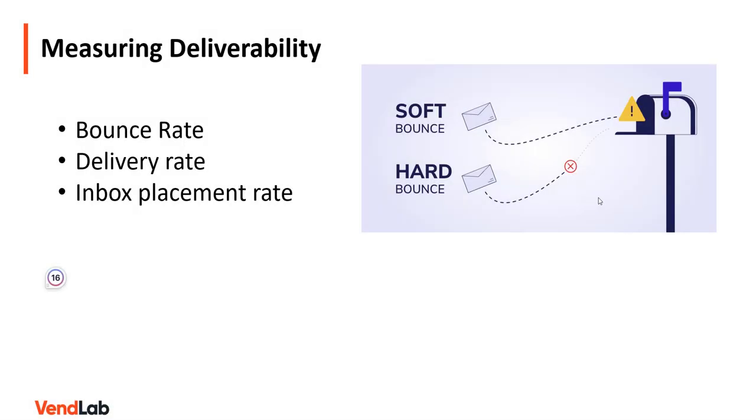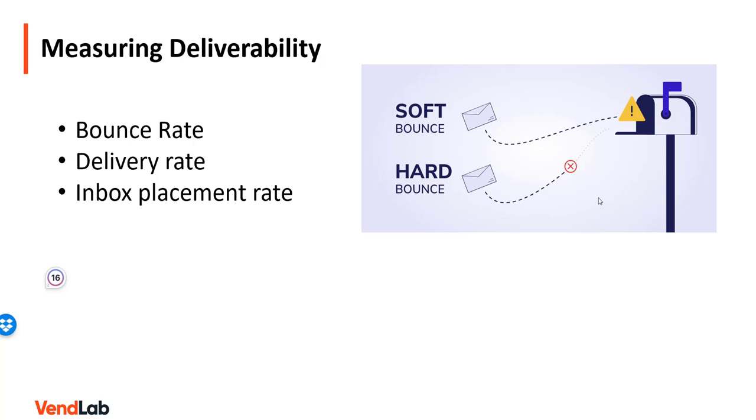So how do you measure your deliverability? Several metrics reveal whether your email deliverability is in good or bad shape. These include the bounce rate, the delivery rate, and the inbox placement rate. Firstly, the bounce rate. An email bounces when it is not delivered, which can happen for several reasons. There are two types of email bounces: hard bounces and soft bounces.